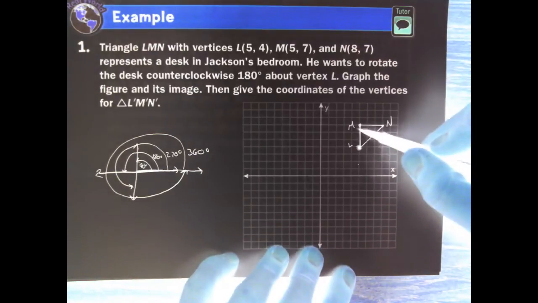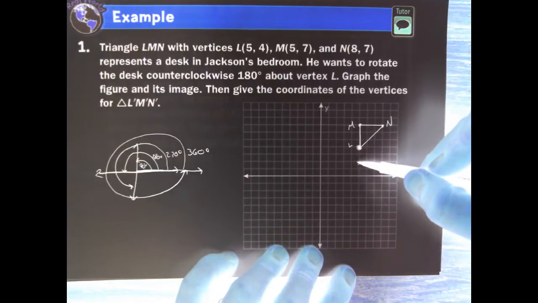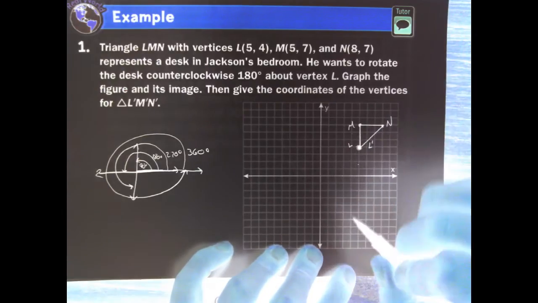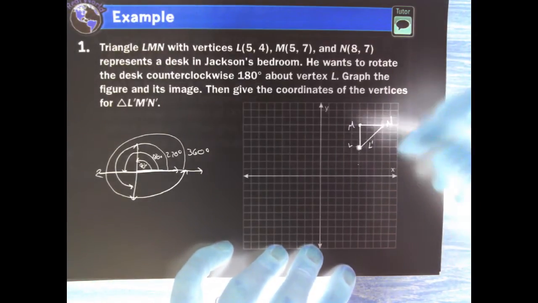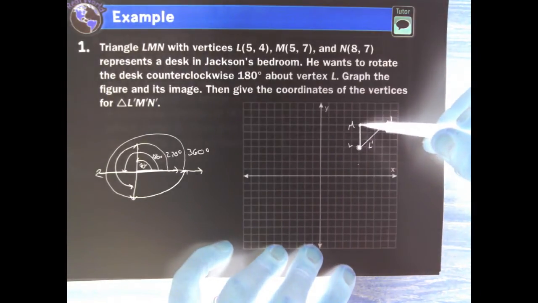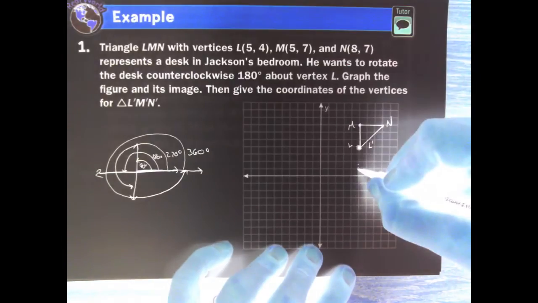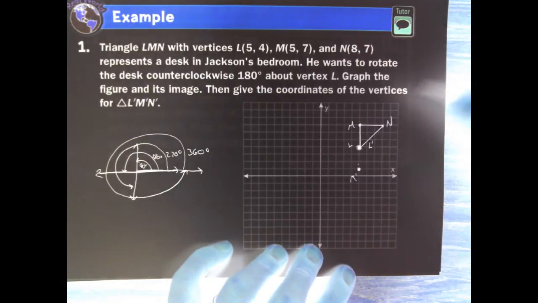So if I'm moving to the left 180 degrees, that means I'm going to take this line and I'm going to move it 180 degrees down here. So L and L prime are going to be in the exact same spot because we're rotating around that point. It's not moving anywhere. M prime now, if you can visualize this triangle being rotated down, it was 1, 2, 3 units above that. Now it's going to be 1, 2, 3 units below. Okay, so we'll call that M prime.